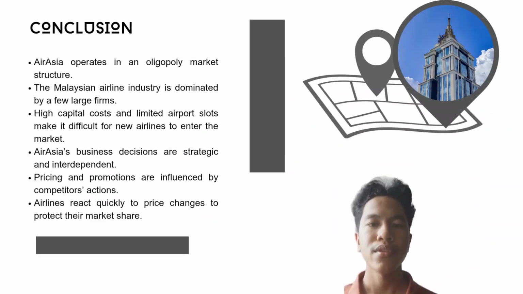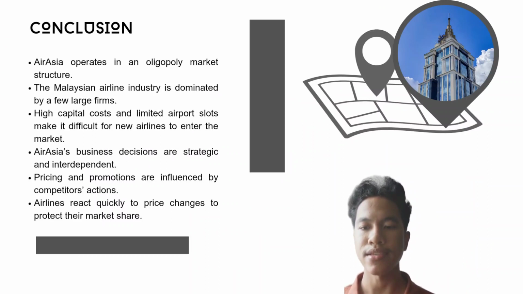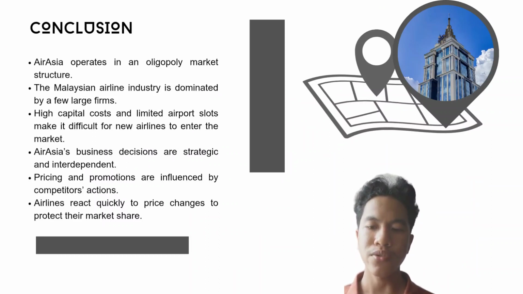So in conclusion, AirAsia operates in an oligopoly market structure. The Malaysian airline industry itself is dominated by a few large firms. Apart from that, high capital cost and limited airport slots make it difficult for new airlines to enter the market. So AirAsia's business decisions are strategic and interdependent. Pricing and promotions are influenced by competitors' actions. Lastly, airlines have to react quickly to price changes to protect their market share.